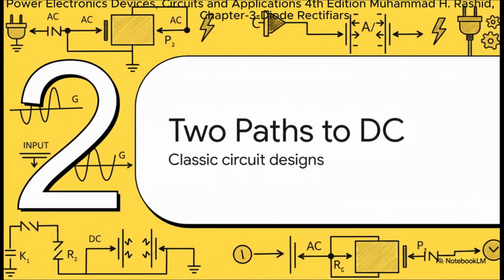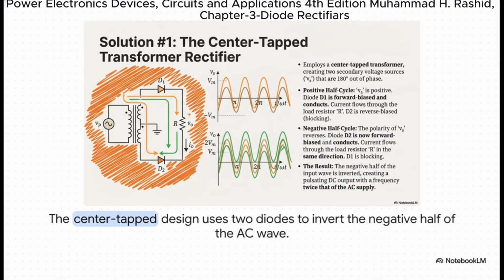Let's check out two foundational designs that you are going to see absolutely everywhere. First up, we've got the center-tapped rectifier. So during the positive half of the AC wave, boom, diode D1 turns on, and current flows along that orange path. Simple enough. Then when the wave flips negative, D2 takes over, following the green path. Now here's the clever part. Notice how it forces the current to flow the same way through our load? That's how we turn the negative part of the wave into a positive pulse.